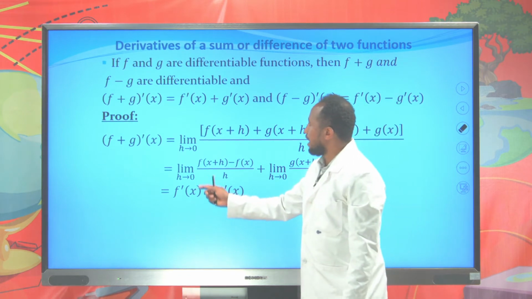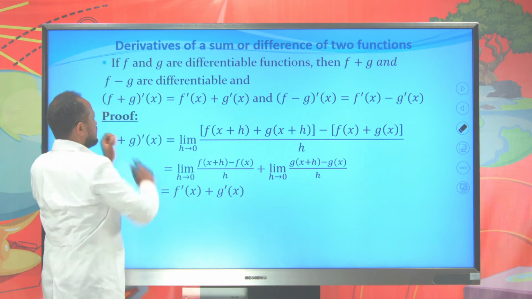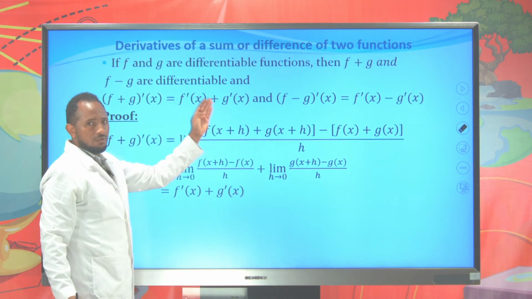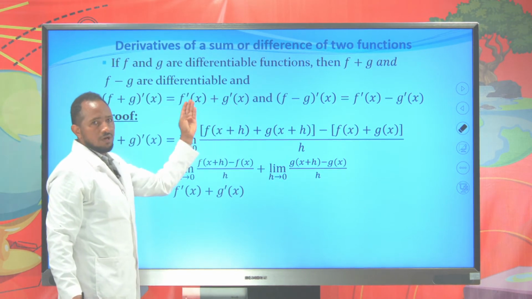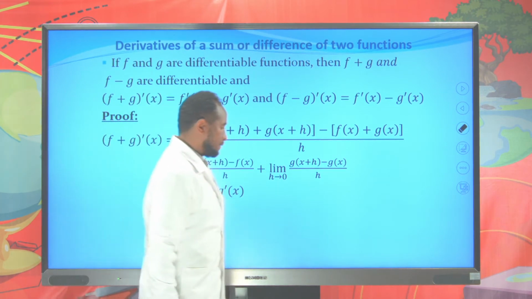Therefore, if we have a function f plus g, to find its derivative, simply you can differentiate each function and add. So this completes the proof. Now let's continue to the next part.